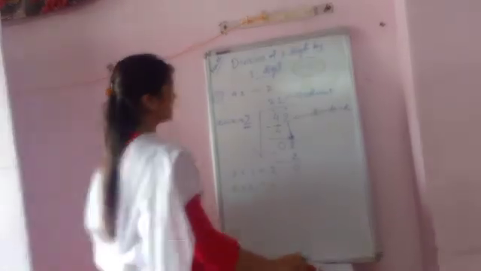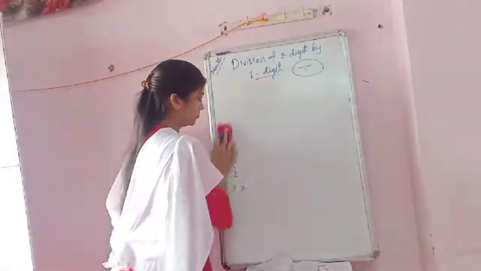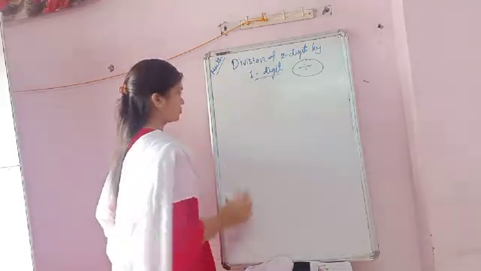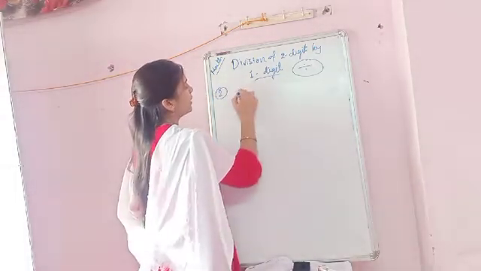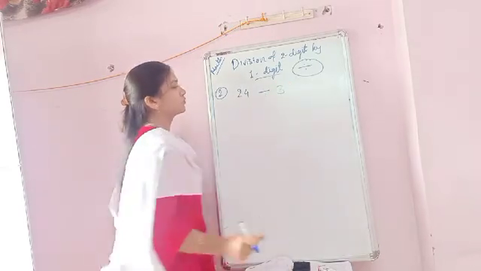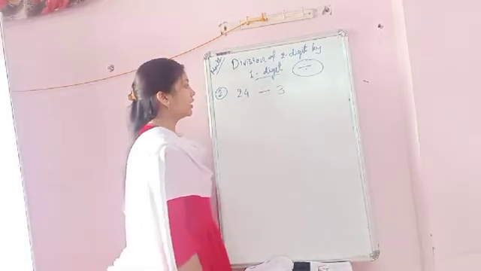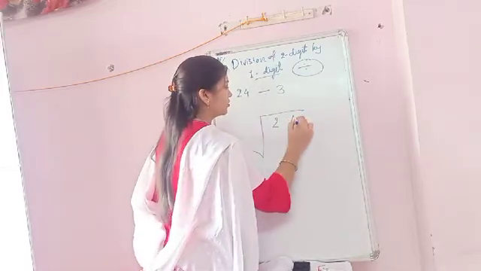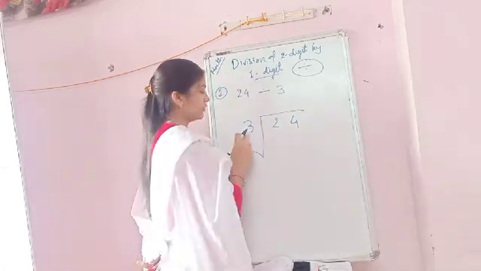That's it. Second example. 24 divided by 3. Now I am going to start. Arrange them. 24 divided by 3. First condition we have to check.